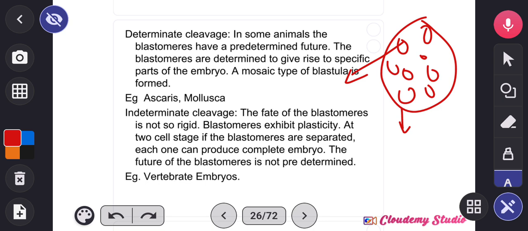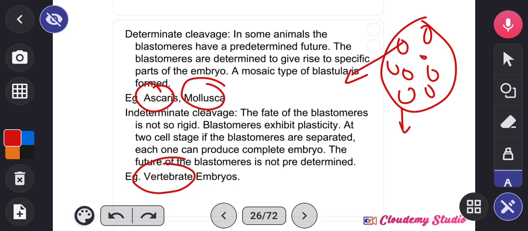Embryonic cell's fate is not known. That is what we refer to as indeterminate cleavage. Determinate cleavage occurs, for example, in Ascaris lumbricoides and some mollusks, and indeterminate cleavage occurs in vertebrate embryos. You understand? So these are the types of cleavage itself. It can be classified into determinate and indeterminate types.